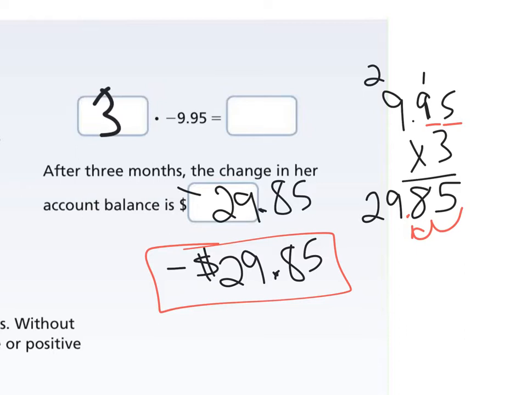$9.95 is almost $10. $10 a month for 3 months, that'd be $30. And you can see we're real close to $30, or negative $30, so we should be in good shape there.